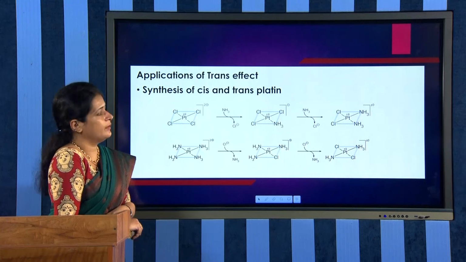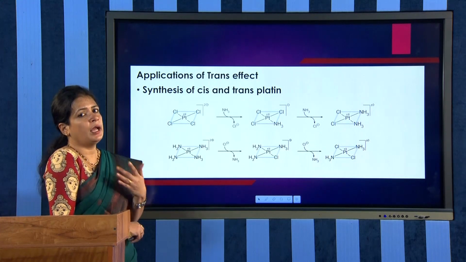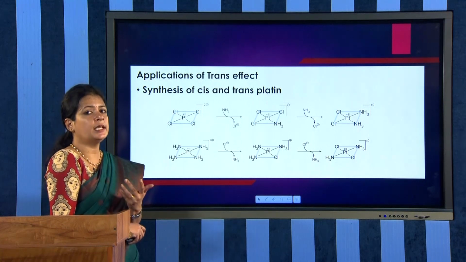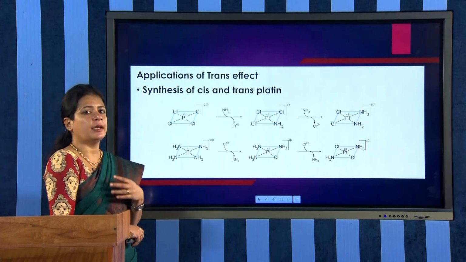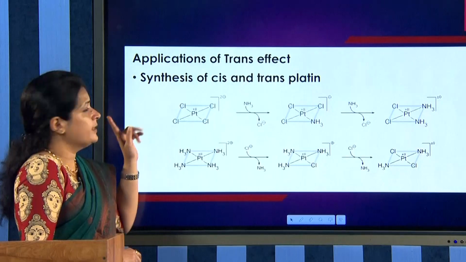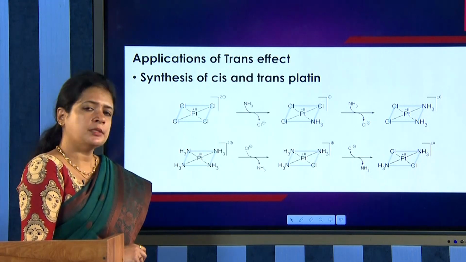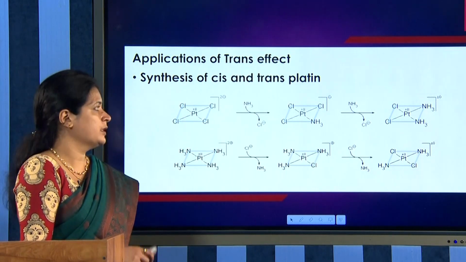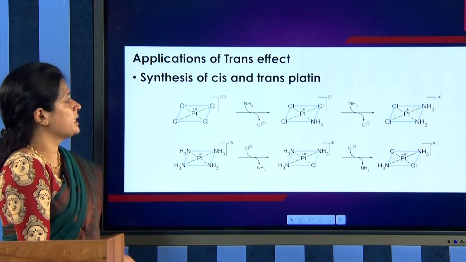And now we have to understand a very important part of this topic, that is applications of trans effect. We are moving to the applications. So, what we have studied: what is trans effect, and what are the different theories that explain trans effect. We have two theories, polarization theory and pi bonding theory. And finally, moving to the applications of trans effect. The first application is the synthesis of cis and trans platin. Cisplatin is a very important compound which is used in cancer therapy. So, this synthesis is very important.